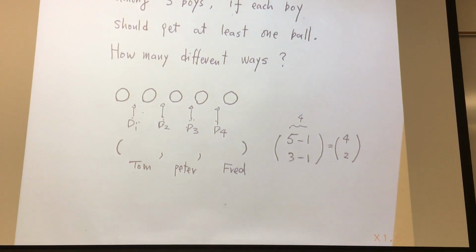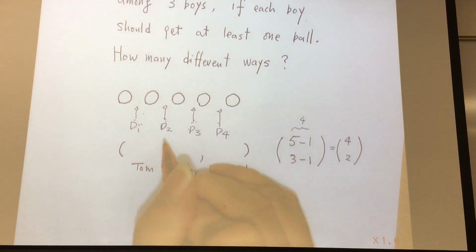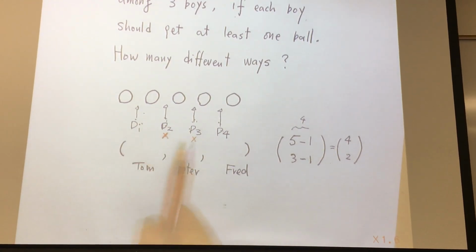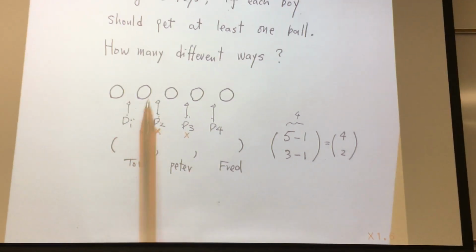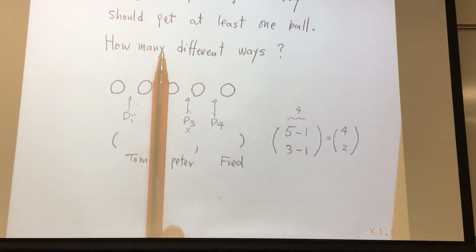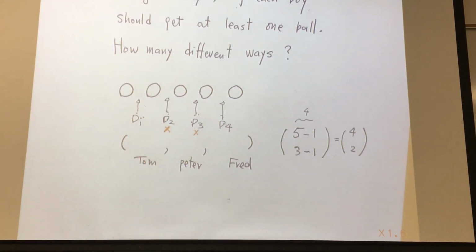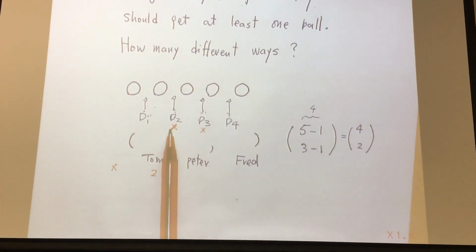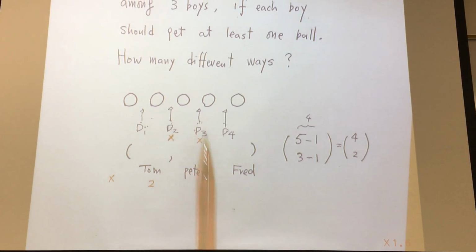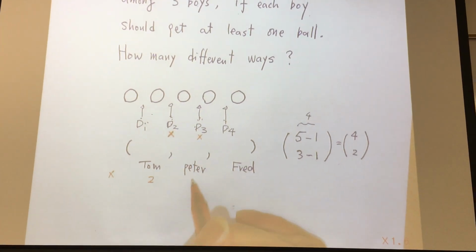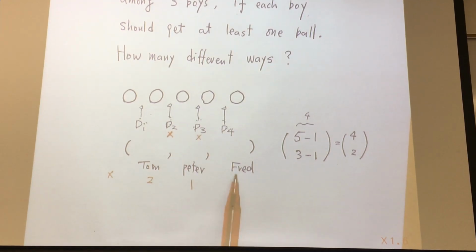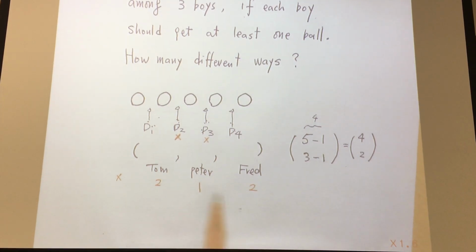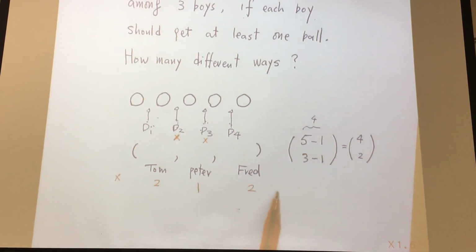Say I choose D2 and D3. From these 4, I choose these 2. So look here. The first boy, Tom, how many does he get? He gets 1, 2. So Tom gets 2. And how about Peter? D2 and D3, this is one group, right? Peter gets 1. After that, this belongs to Fred. Fred gets 2. So 2 plus 1 plus 2 adds up to 5. Can you see that?